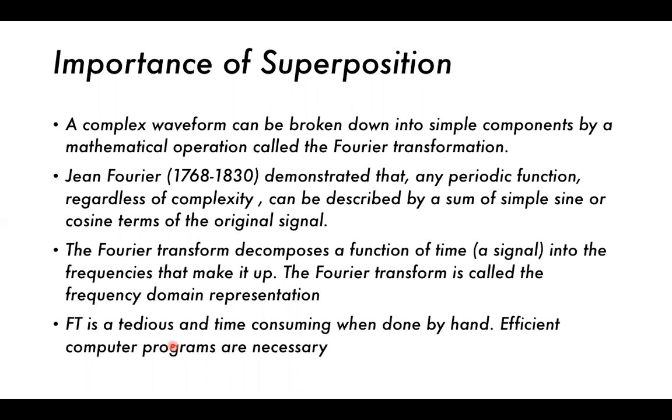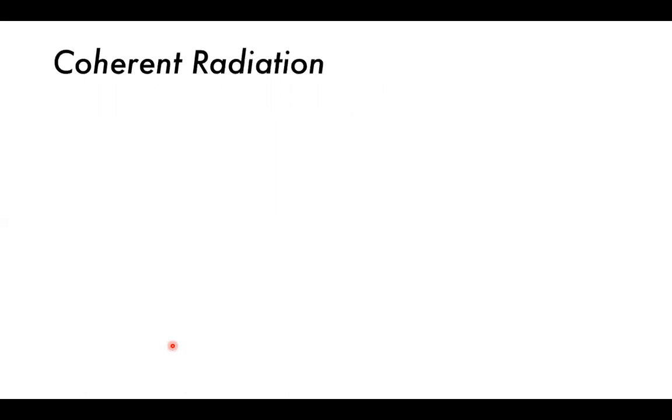But the Fourier transform is tedious and time-consuming when done by hand, so efficient computer programs are necessary, because computers are very good at doing calculations, especially repetitive ones, and that really helps with our decomposition of a complex waveform.